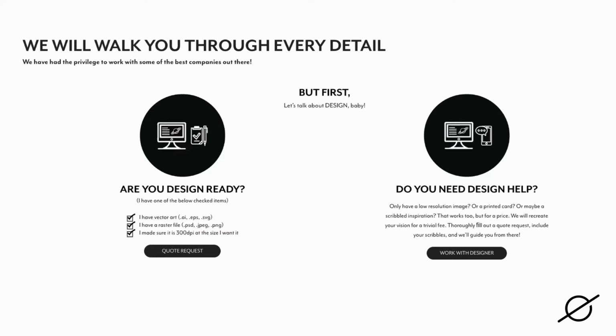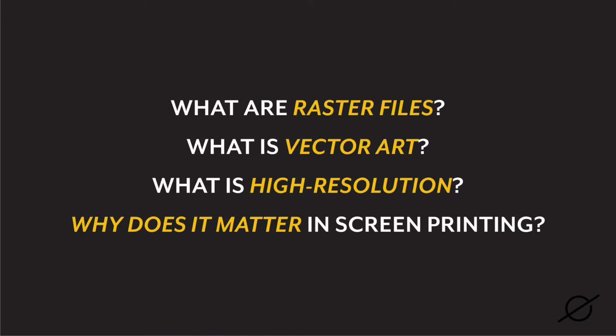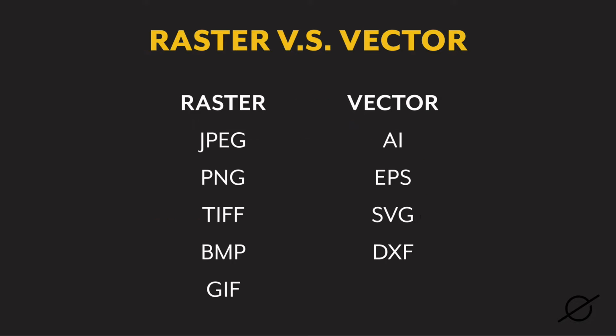If you've requested a quote from Planet Apparel, you've probably heard the terms high resolution raster files and vector art, but what do they mean? Why are they important? So let's dive in. So raster files are going to be your JPEG, PNG, TIFF, BMP, and GIF. Our vector files are going to be AI, EPS, SVG, and DXF.